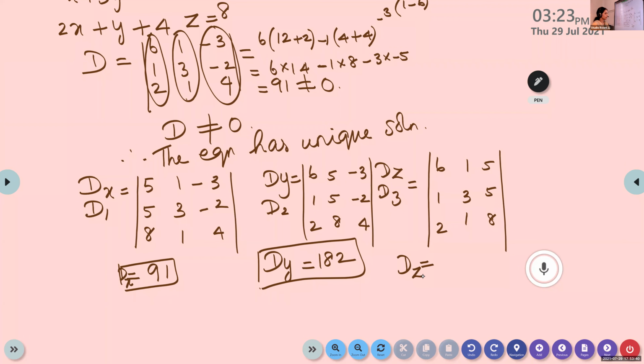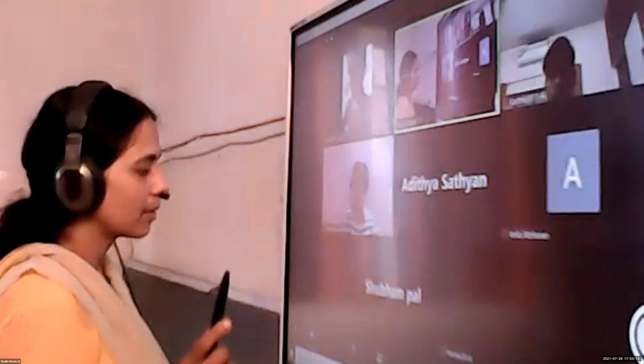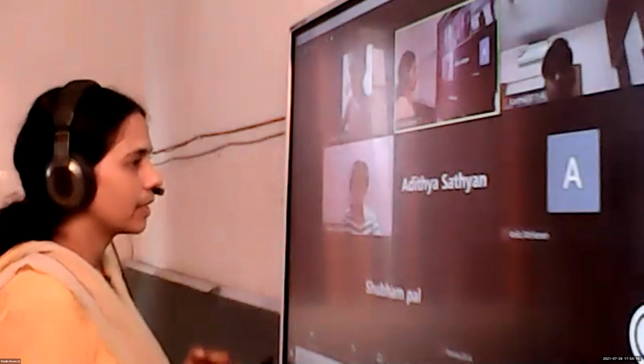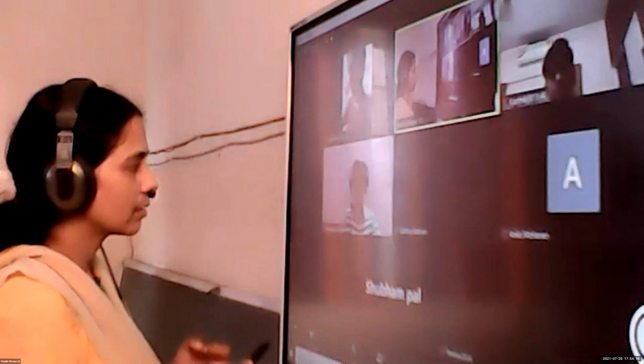So it is Dz. Aishwarya, you calculated Dz. Aishwarya is not there. Shubham, can you give Dz? Aishwarya, okay, what's the value of Dz? 91. Children, are you getting these values? Femina, Dx, Dy, Dz, is it correct? 91, 182, 91. Aditya?